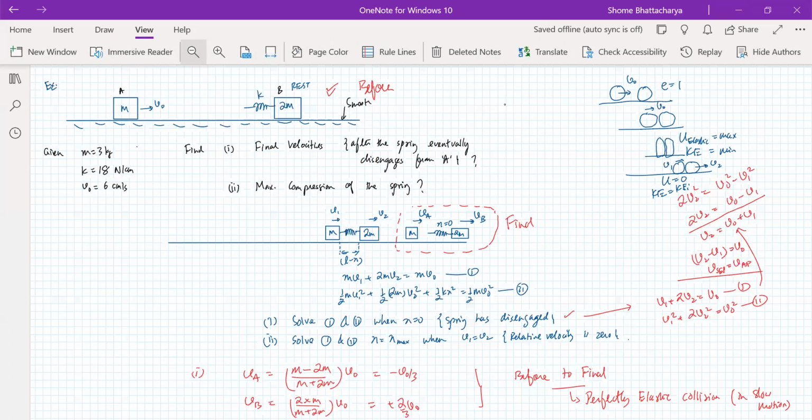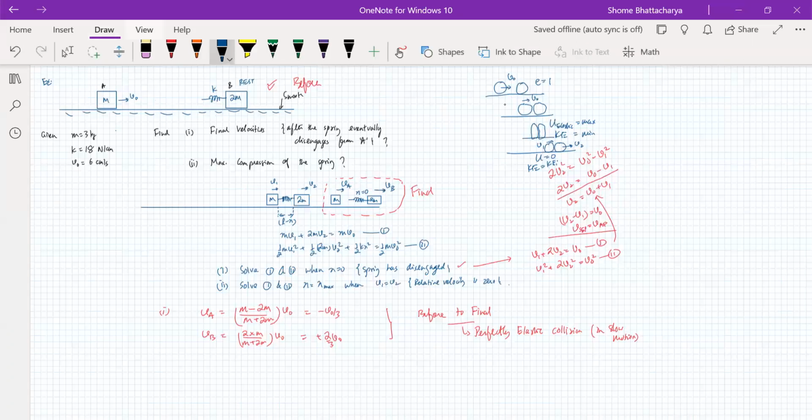Okay, so the second part we cannot solve by using the direct equations of collision, because it is happening while the collision is still in progress, it is not completed. So for the second part, we have to substitute V1 equal to V2 when x is equal to x maximum. So from equation 1, V1 is equal to V2 will be equal to how much? V0 by 3.